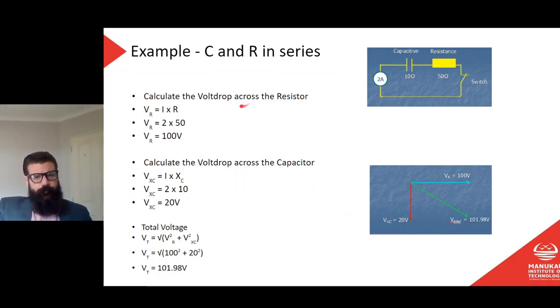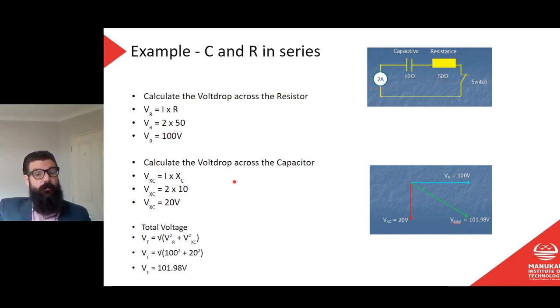This is a resistor and a capacitor. The first thing it's asking us to do is calculate the volt drop across the resistor. This time I haven't been given a voltage, but I've been given the current and I know the resistance. So V equals I times R. The current will always be the same at any point in a series circuit. So I times R, 2 amps times 50 ohms equals 100 volts.